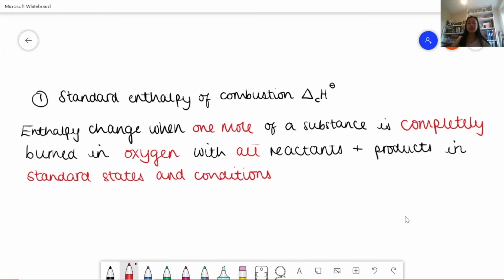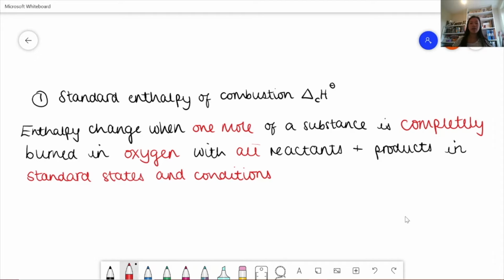So the first standard enthalpy that you need to know is the standard enthalpy of combustion, and this can be written like this as a short form. And the definition of this is the enthalpy change, so the heat energy content change, when 1 mole of a substance is completely burned in oxygen with all reactants and products in their standard states, and when we measure at standard conditions.